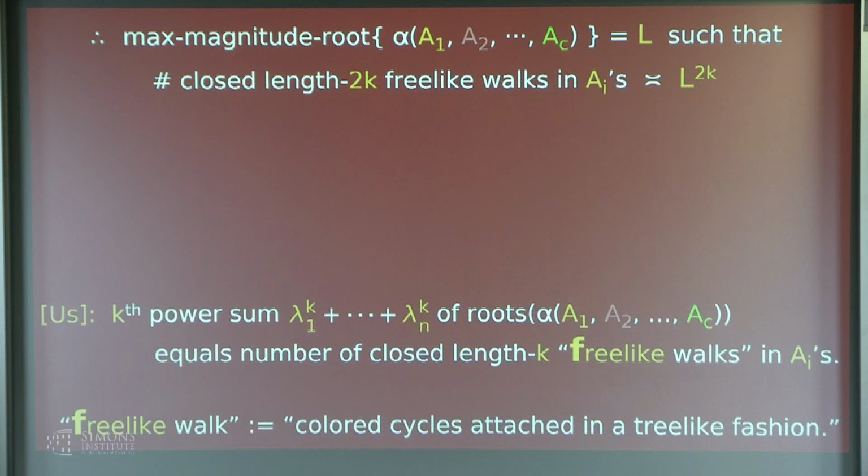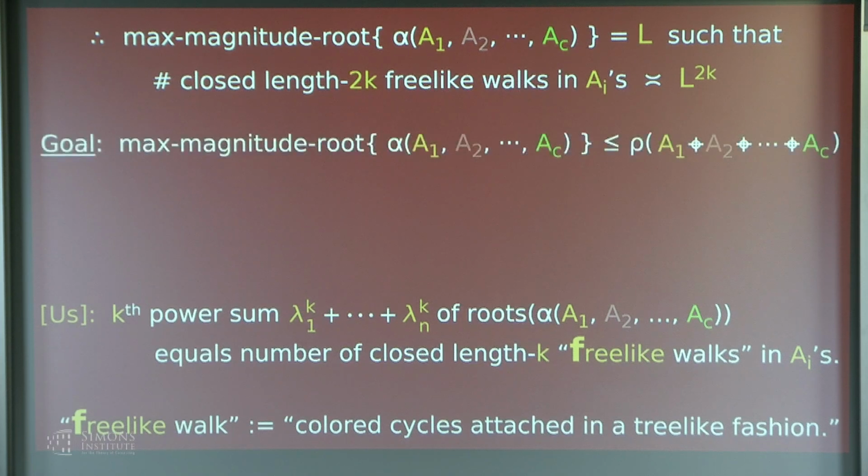And you can always compare this, for example, to the maximum root of the matching polynomial of a graph, which is that number L such that the number of closed length 2k tree-like walks in the graph is proportional to L to the 2k. Okay, our goal is to show that this is at most the spectral radius of this infinite graph.